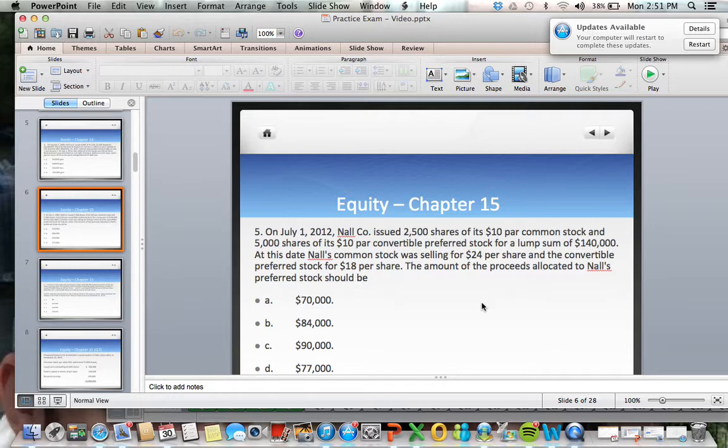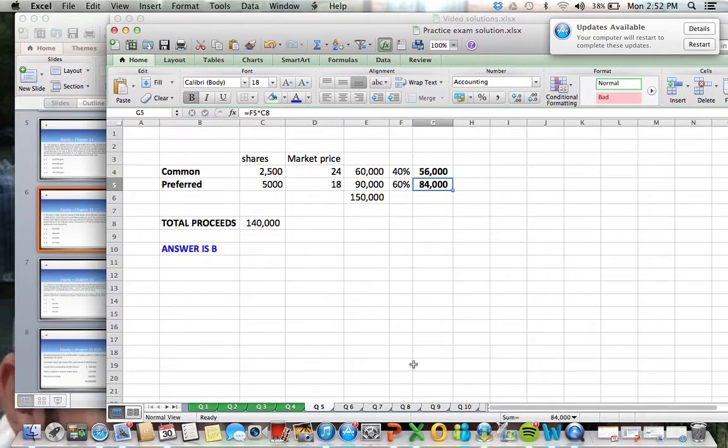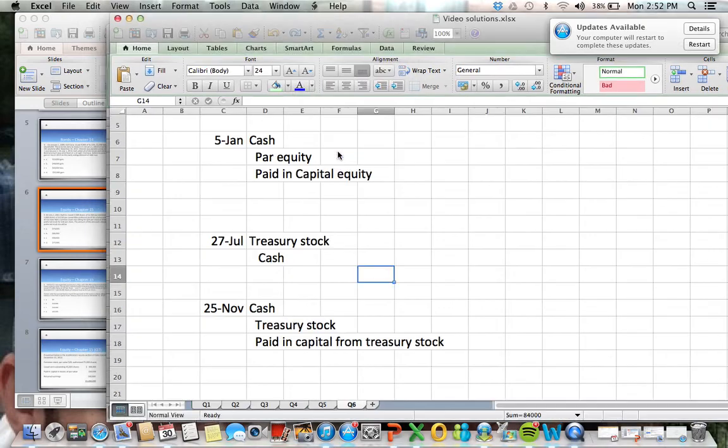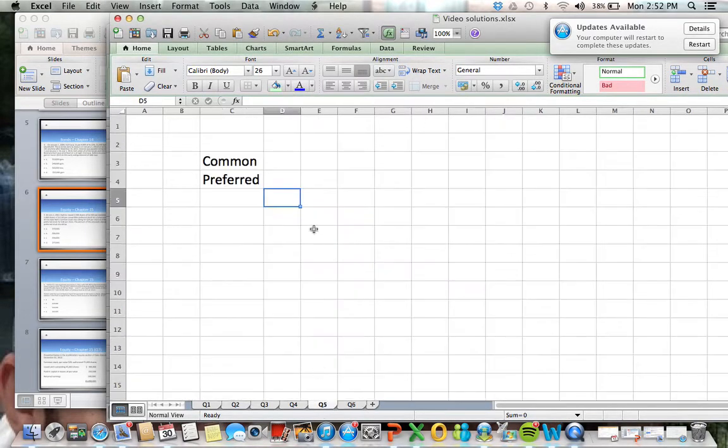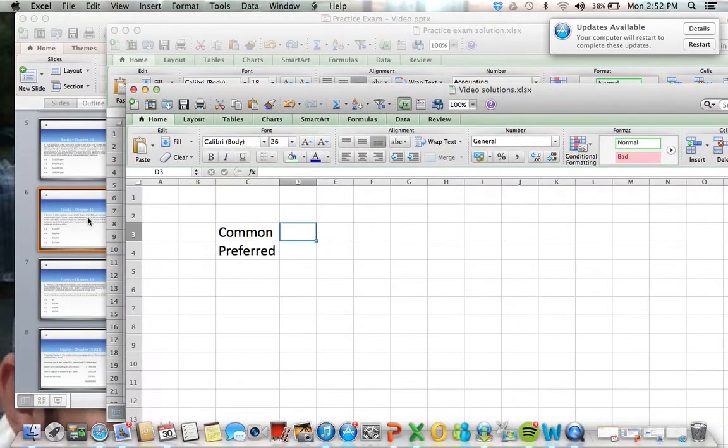At this date, Knoll's common stock was selling for $24 per share and the convertible preferred stock was selling for $18 per share. What would the amount of the proceeds allocated to Knoll's preferred stock be? So we have here a situation where we have an allocation, and the idea here is that first of all we have common. So how much was allocated to common here?